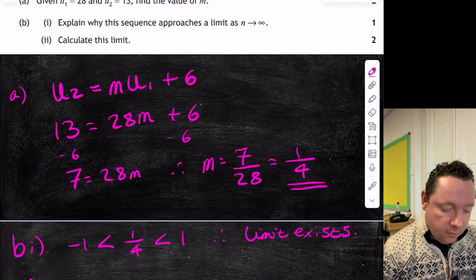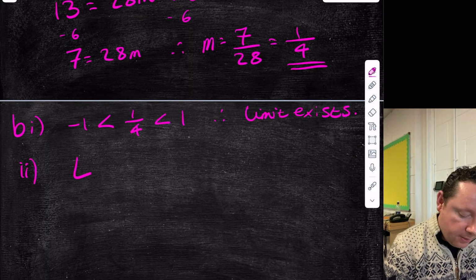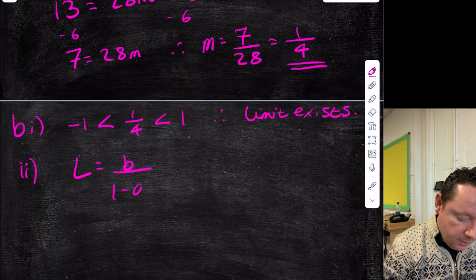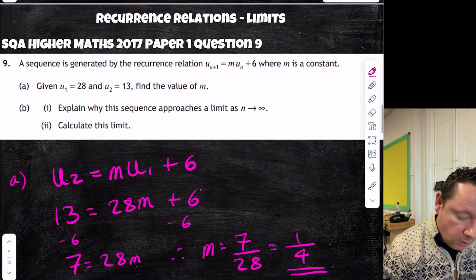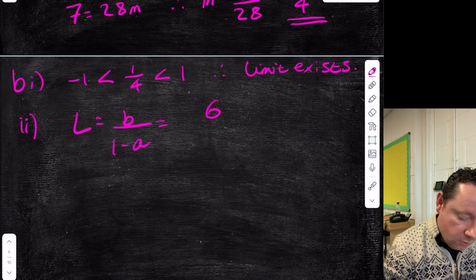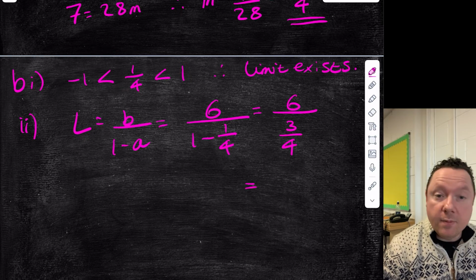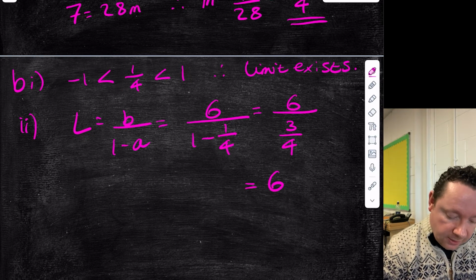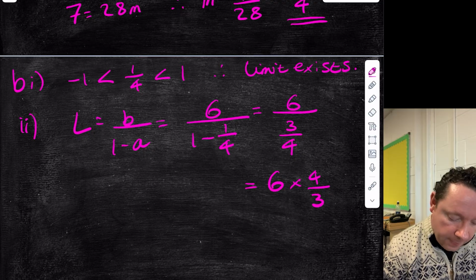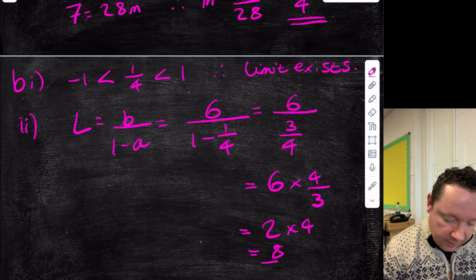Part 2 says calculate this limit. So to find the limit is b over 1 minus a. So b is our added number, which is 6. So we've got 6 over 1 minus a quarter, which is our first number. So that's 6 over 3 quarters. 6 divided by 3 quarters is the same as 6 times 4 over 3. 6 divided by 3 is 2 times 4. That gives me 8. The limit is 8.